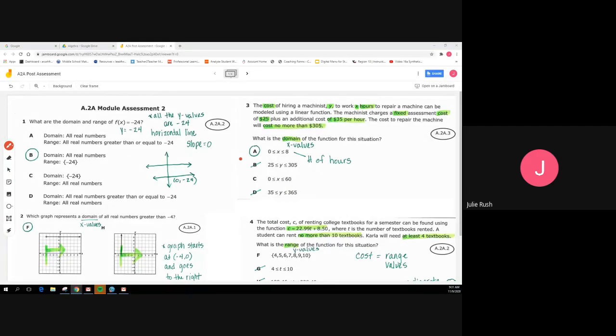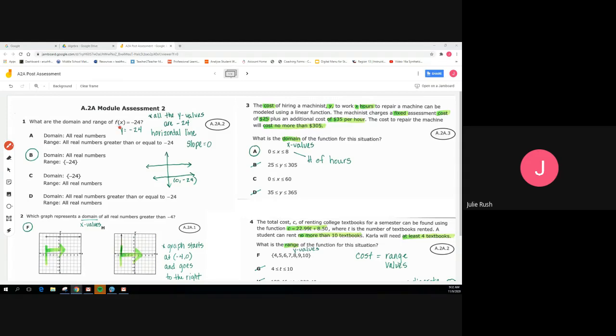Hi, in this video, we're going to go over the results to the A2A post-assessment. So this was a unit covering domain and range of linear functions. And question number 1 said, what are the domain and range of f of x equals negative 24?